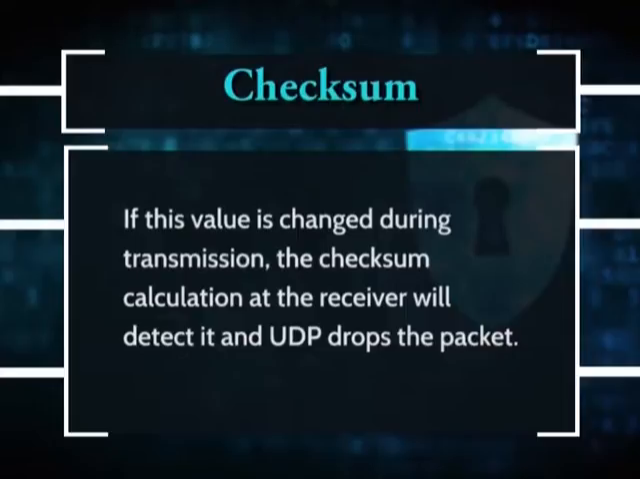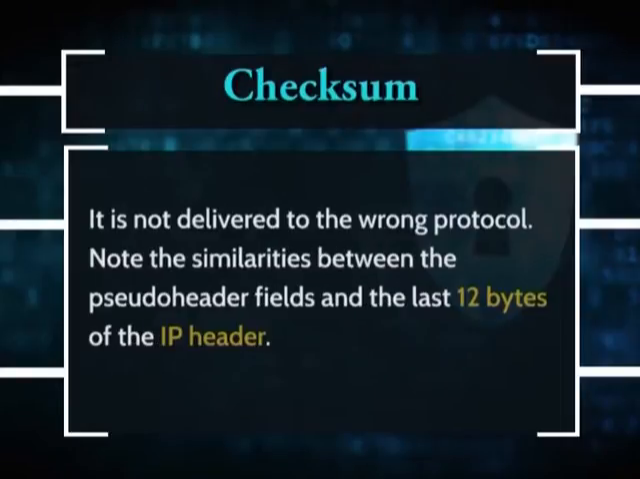If this value is changed during the transmission, the checksum calculation at the receiver will detect it and UDP drops the packet. It is not delivered to the wrong protocol. Note the similarities between the pseudo header fields and the last 12 bytes of the IP address.